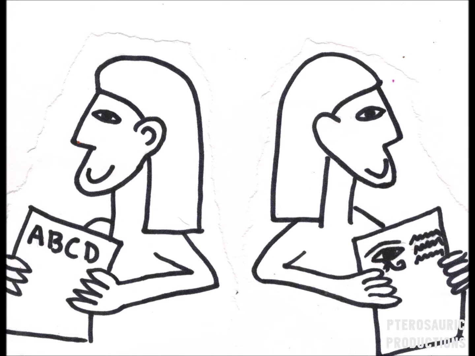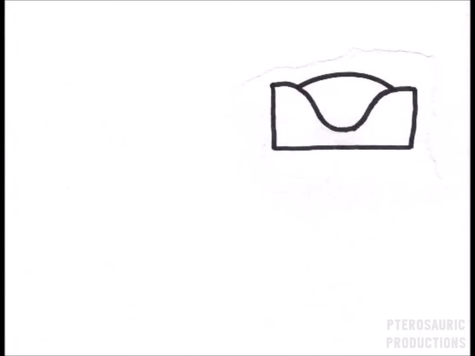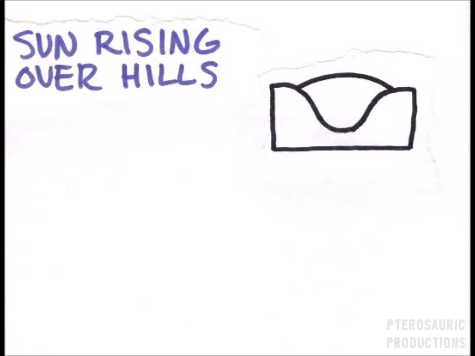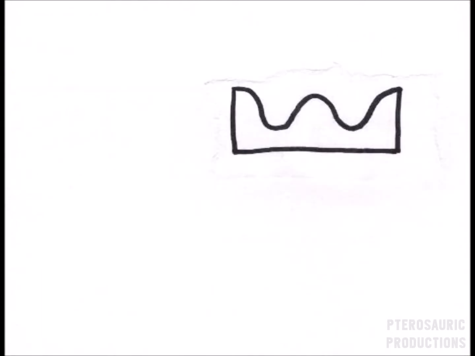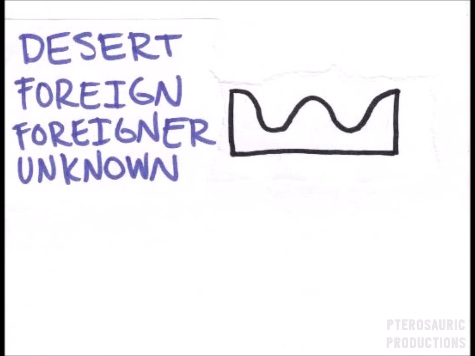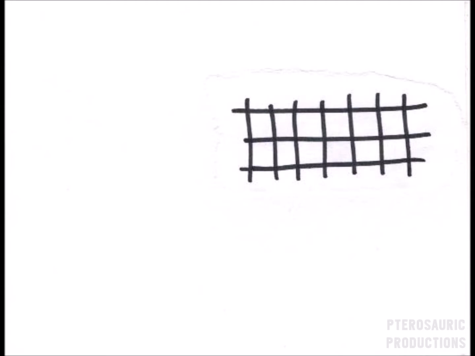You have to remember that they didn't write out the vowel sounds between their consonants, so we assume that there was a universal placeholder, and they guess it to be a short sounding E, as in eh. Now, this next one I'm adding in because why not? It means sun rising over hills, which is very specific, so I doubt it was the most common phrase. Okay, so this one means desert, foreign, foreigner, or just unknown in general. This is specific as well, but you know what?